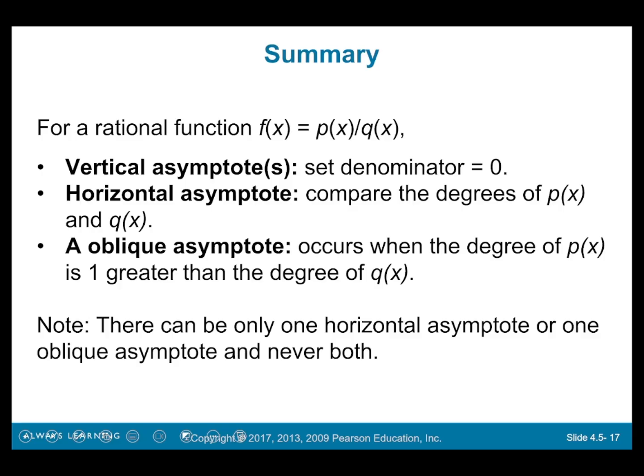And just note that we can only have either a horizontal asymptote or an oblique asymptote, not both. As soon as you have one, it cancels out the other one.